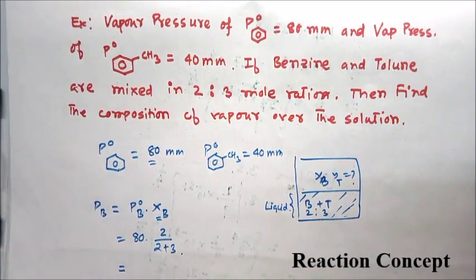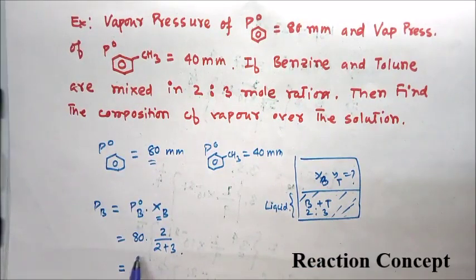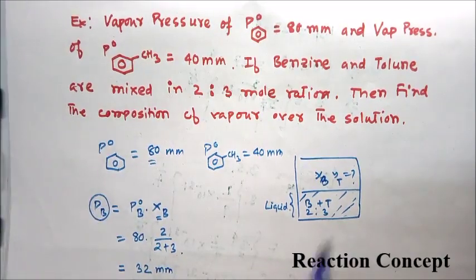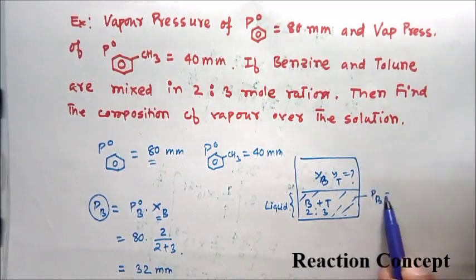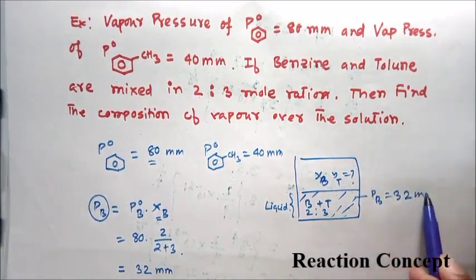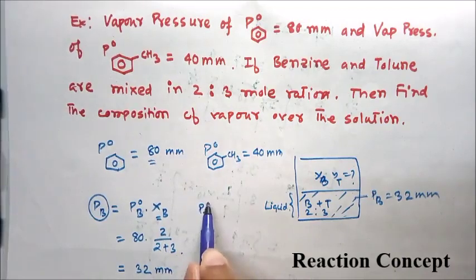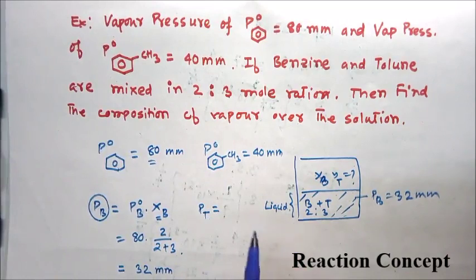So it will result as, this will be 5 and 16, this will be 32 millimeter of Hg. So this is the vapor pressure of benzene in the solution. Okay, PB would be 32 mm. Similarly, we can find out PT, that is vapor pressure of toluene in the solution.